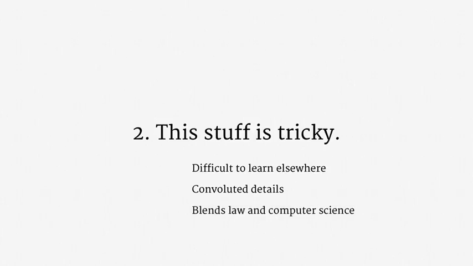Second, this stuff is tricky. It's difficult to learn elsewhere. Before designing this course, I went looking for a comprehensive guide to surveillance law, and I couldn't find one. What's more, the details get convoluted quickly. Even very senior policymakers routinely flub specifics. Surveillance issues blend law and computer science, further complicating understanding. And last but not least, this area of law is very easy to misstate and to misapply. Here's looking at you, internet commenters. So my hope is that you will come away with a uniquely nuanced understanding of this area of law.